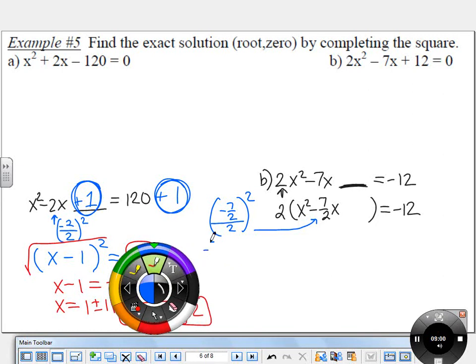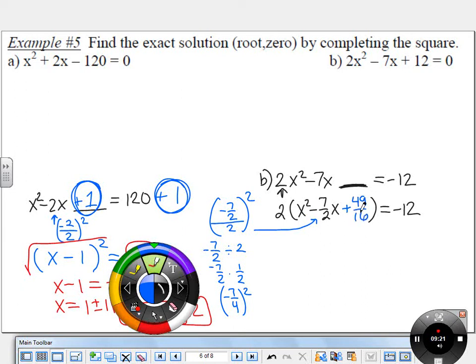Okay, you learned this. You got good at it. So you have negative 7 over 2 divided by 2, which is really negative 7 over 2 times 1 over 2, which is negative 7 over 4. And that's being squared. Okay? That's what I want my constant to be. So my constant is going to be 49 over 16.